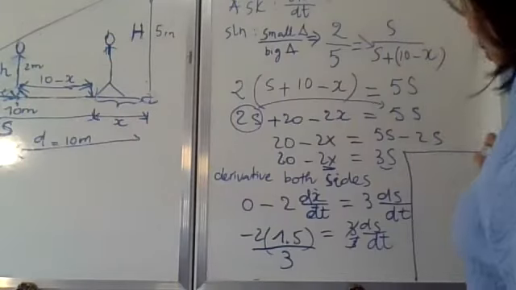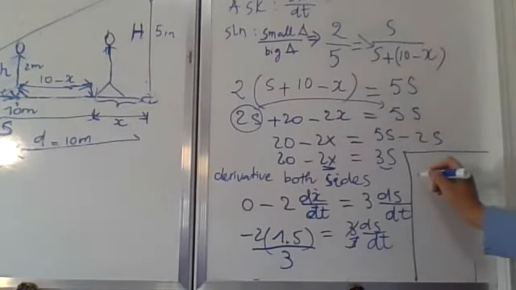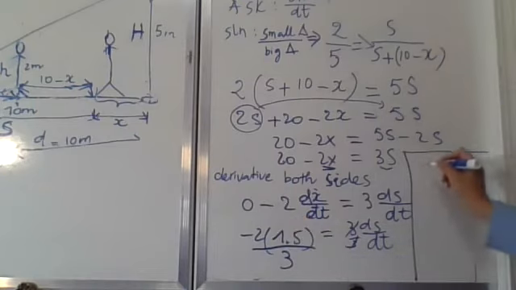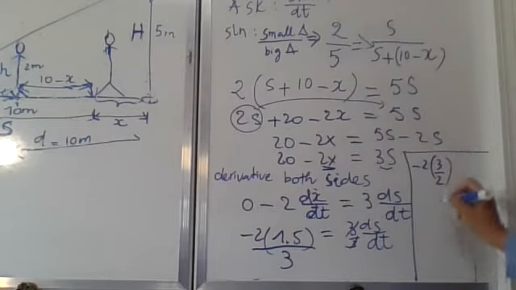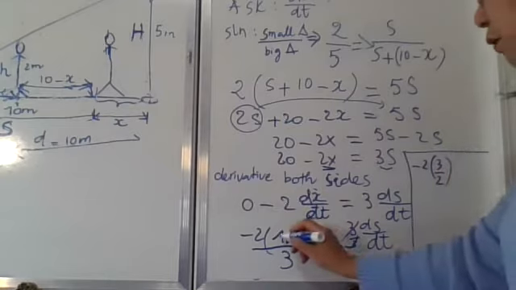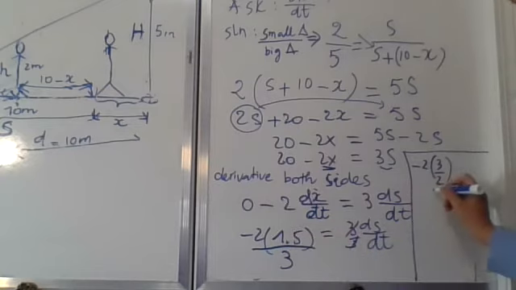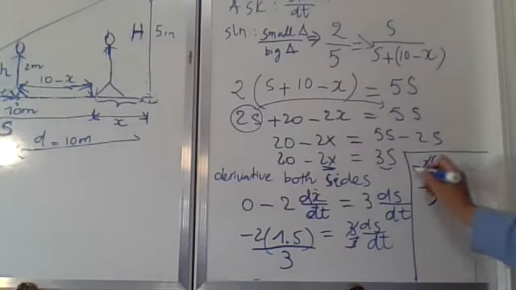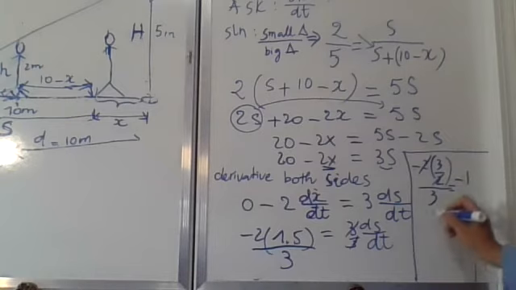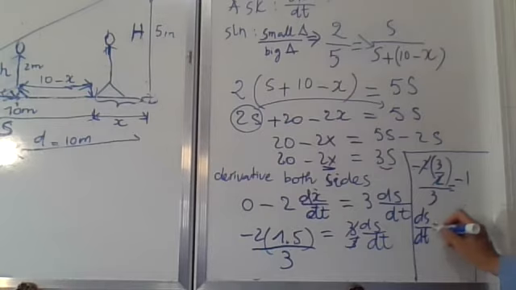So I'm going to do a little bit here, right? So I will get minus 2 times 1.5. So it's the same as minus 2 times 3 over 2. Right? 1.5 is the same as 3 over 2, and we divide by 3 again. So the 2 here cancels with the 2 here. We have 3 divided by 3. But this is minus, right? So minus 1. So ds over dt equals minus 1 meter per second.